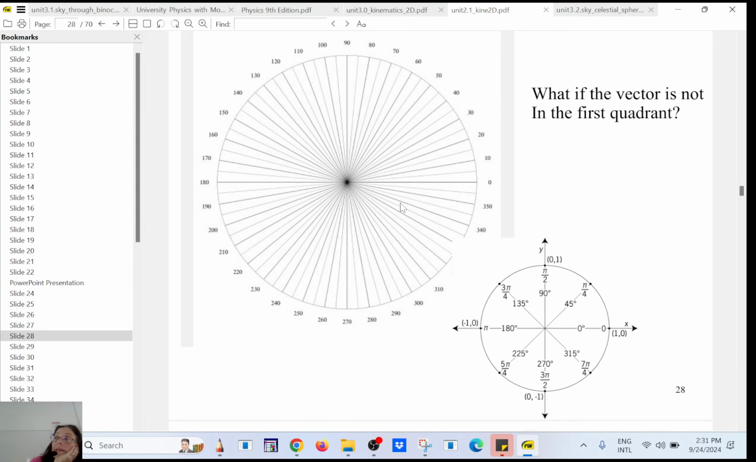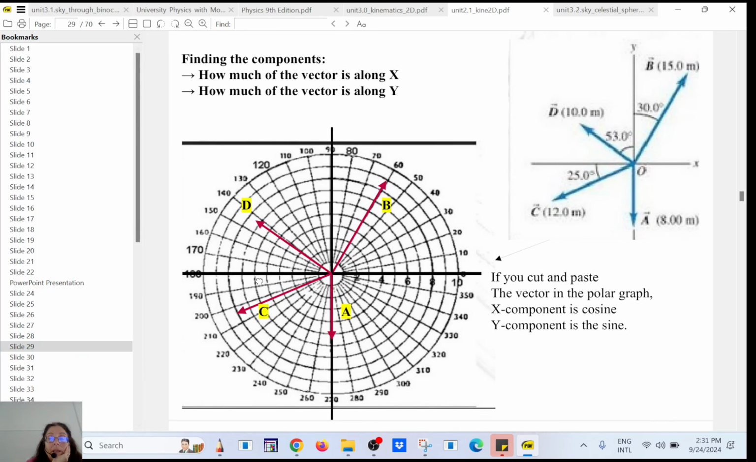Okay, so we talked about that. So that will be the polar graph. Did we do all of them? Did we do this one? So vector C, you see, if you have it in the polar graph, you have 205. So if you want to find the x component, all you have to do is 12 cosine 205, and the y component is 12 sine 205. Do you agree? So the x component is going to be negative, and the y component is going to be negative.